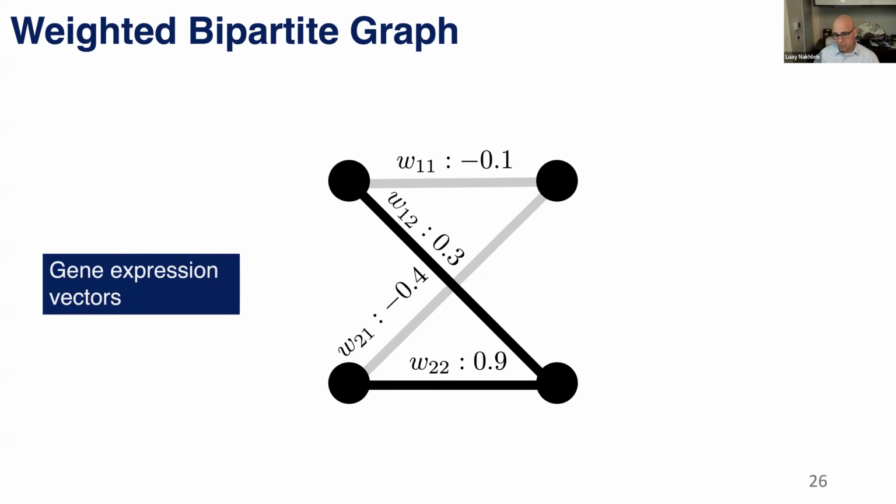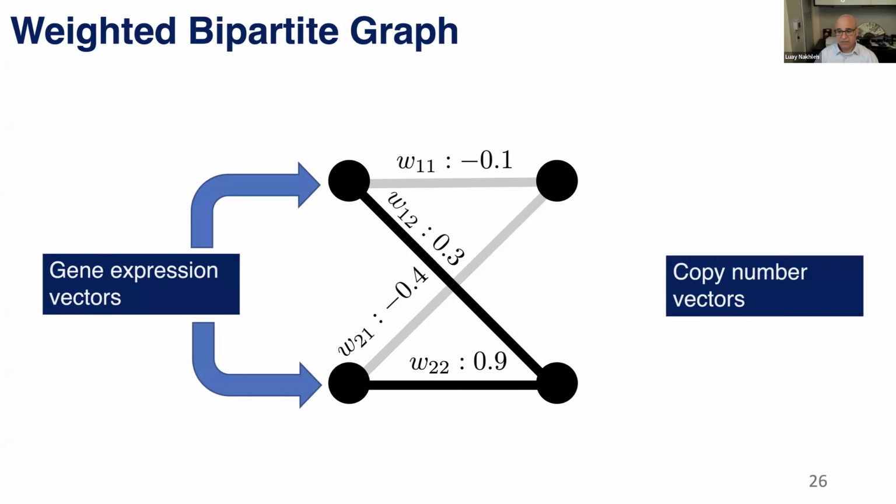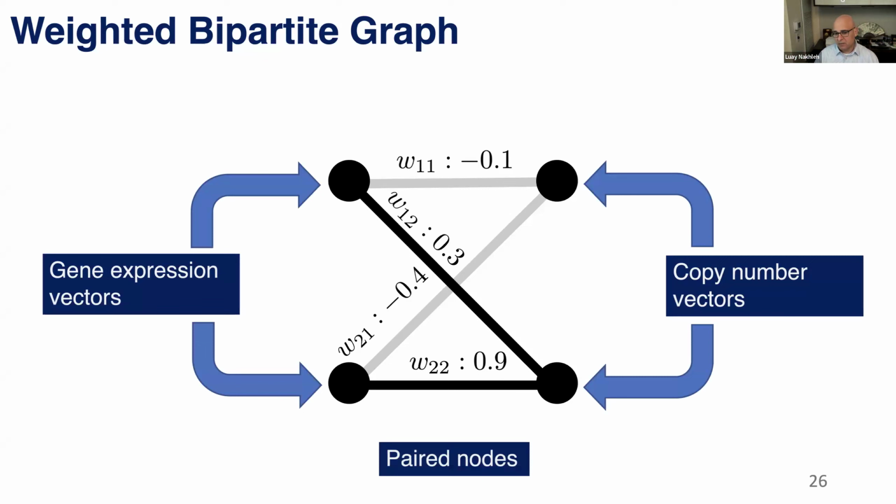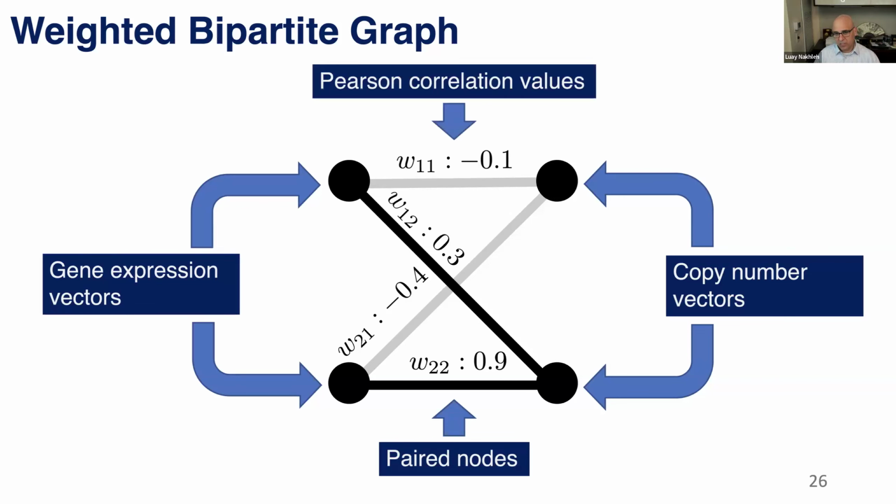In our case, the gene expression vectors are on the left. Here we have gene expression data from 2 cells, so we have 2 nodes on the left. We have the DNA copy number from 2 cells on the right. Then we match every cell on the left to every cell on the right, so we pair them through the edges. You see an edge, whether it is in gray or black, between every node on the left and every node on the right. And the final piece of this graph construction is the weights on these edges, and these are the Pearson correlation values.